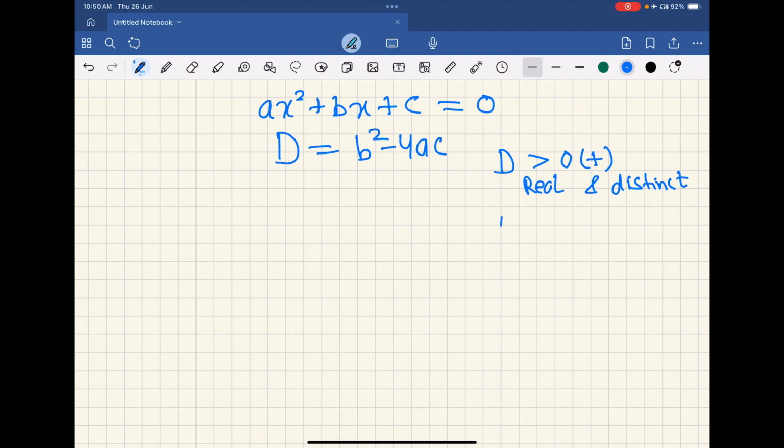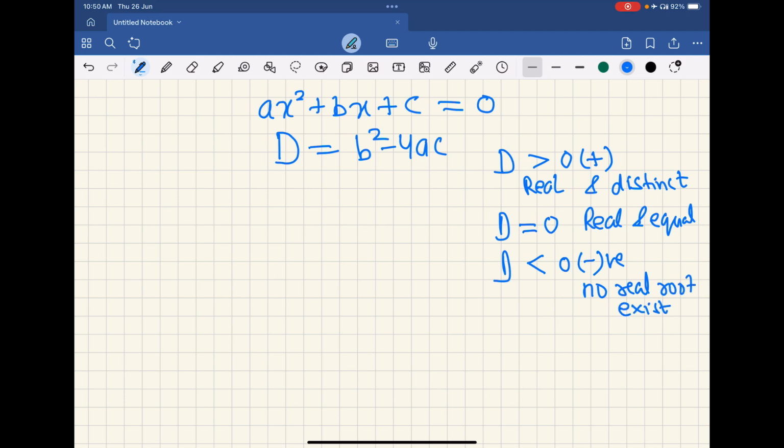And if the value of D is equal to 0, then roots क्या होंगे? They would be real and equal. Okay. And अगर D की value is less than 0, that means any negative value, so we will say no real root exists. Okay. No real root exists. Real मतलब real number. Okay. Real numbers क्या होते हैं? Negative infinity to positive infinity. So इसमें हम ये बता रहे हैं.